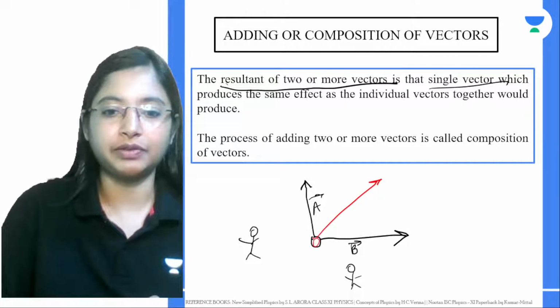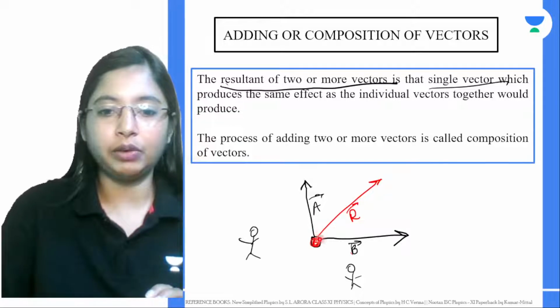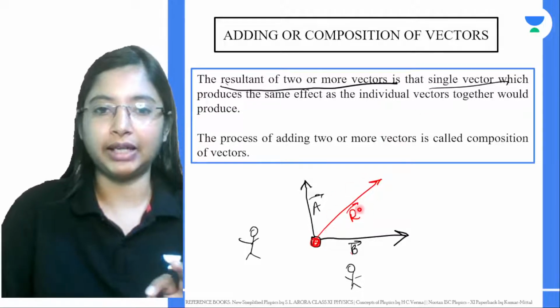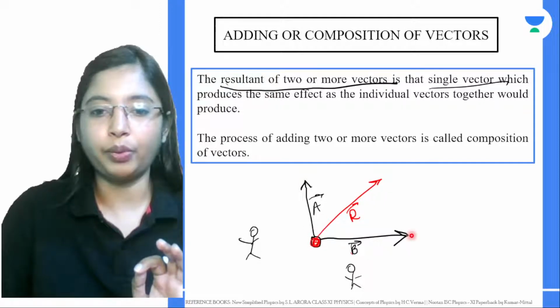Let's say this marble is finally moving in this direction. You hit it in this way, your friend hit it in this way. But this marble is going in this direction. Let's call that the resultant effect. Now, this resultant vector is the resultant of two vectors.